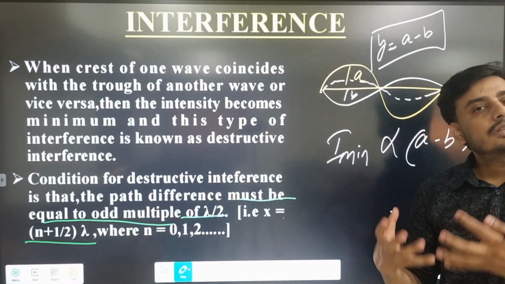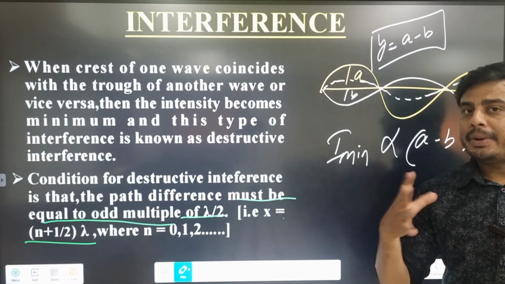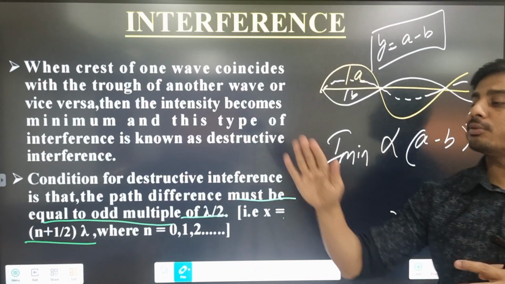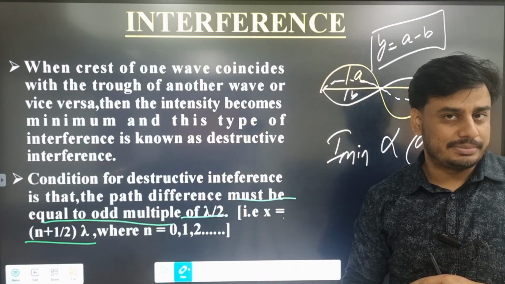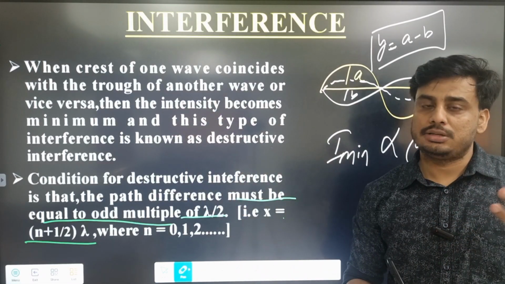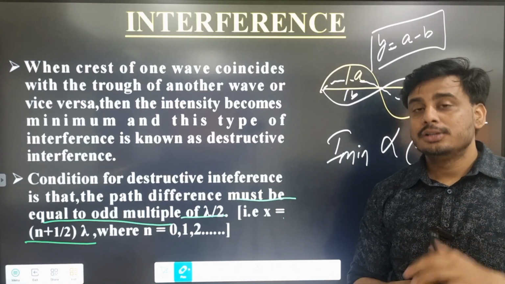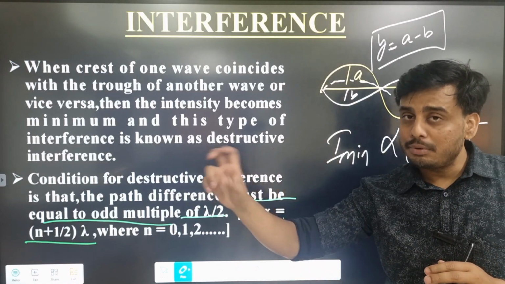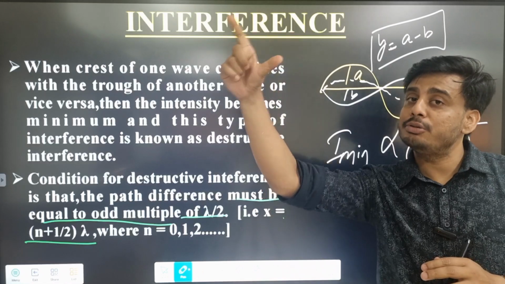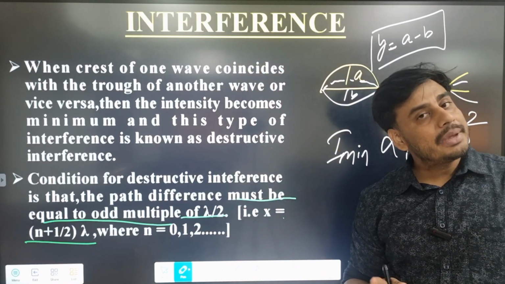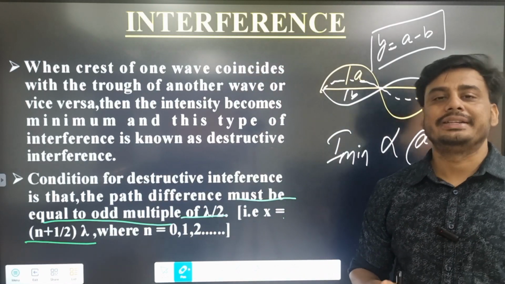So again I am repeating what is constructive, what is destructive. By comparison method you can easily remember, constructive means when trough to trough, crest to crest overlap takes place. Destructive means the opposite, when the trough of one wave coincides with the crest of the other, in opposite manner. So in constructive case, since similar type of overlapping takes place, the resultant amplitude increases. In destructive case, resultant amplitude decreases.